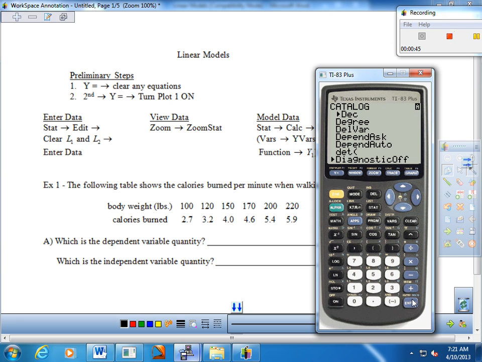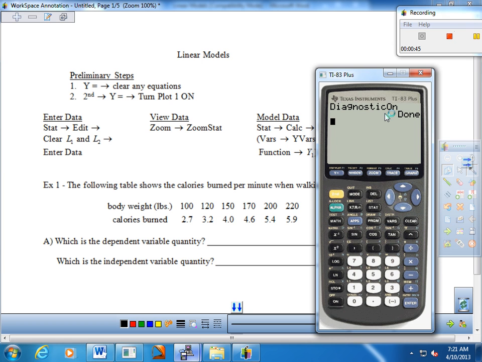So go ahead and hit diagnostic on, and then enter. And it should just say done like mine. And this just allows some of the data that we're going to want today to appear. And so, again, once we do this, we're good to go. We don't have to keep doing this every time we have a scatter plot to work with.